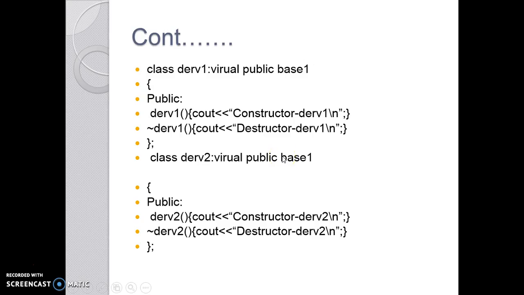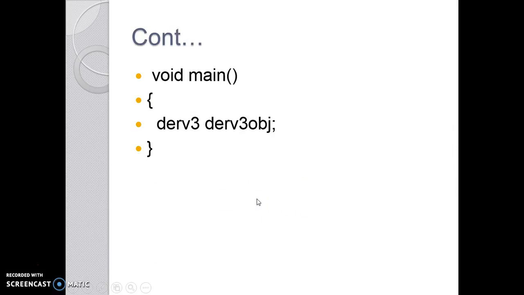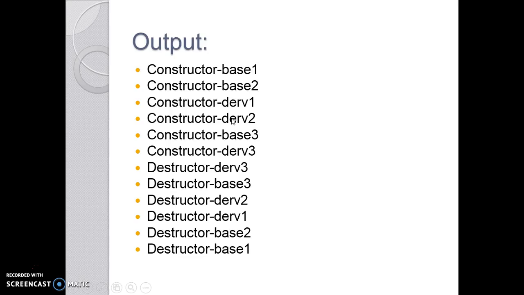First base 1's constructor because it is virtual. Next the non-virtual base classes, that is base 2, derived 1, derived 2, will be called. Next base 3's constructor will be called. At the last, derived 3's constructor will be called. See: base 1, base 2, derived 1, derived 2, base 3, derived 3.